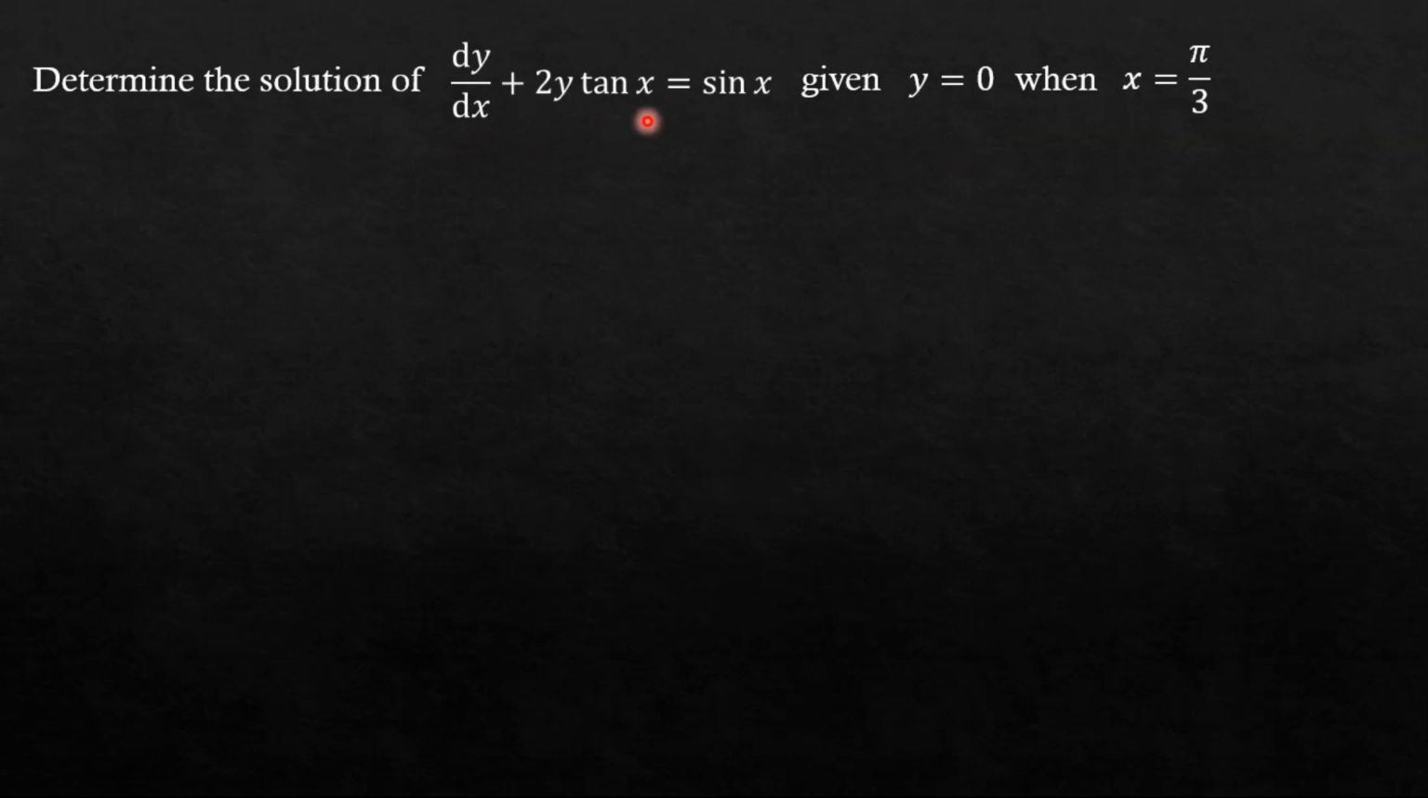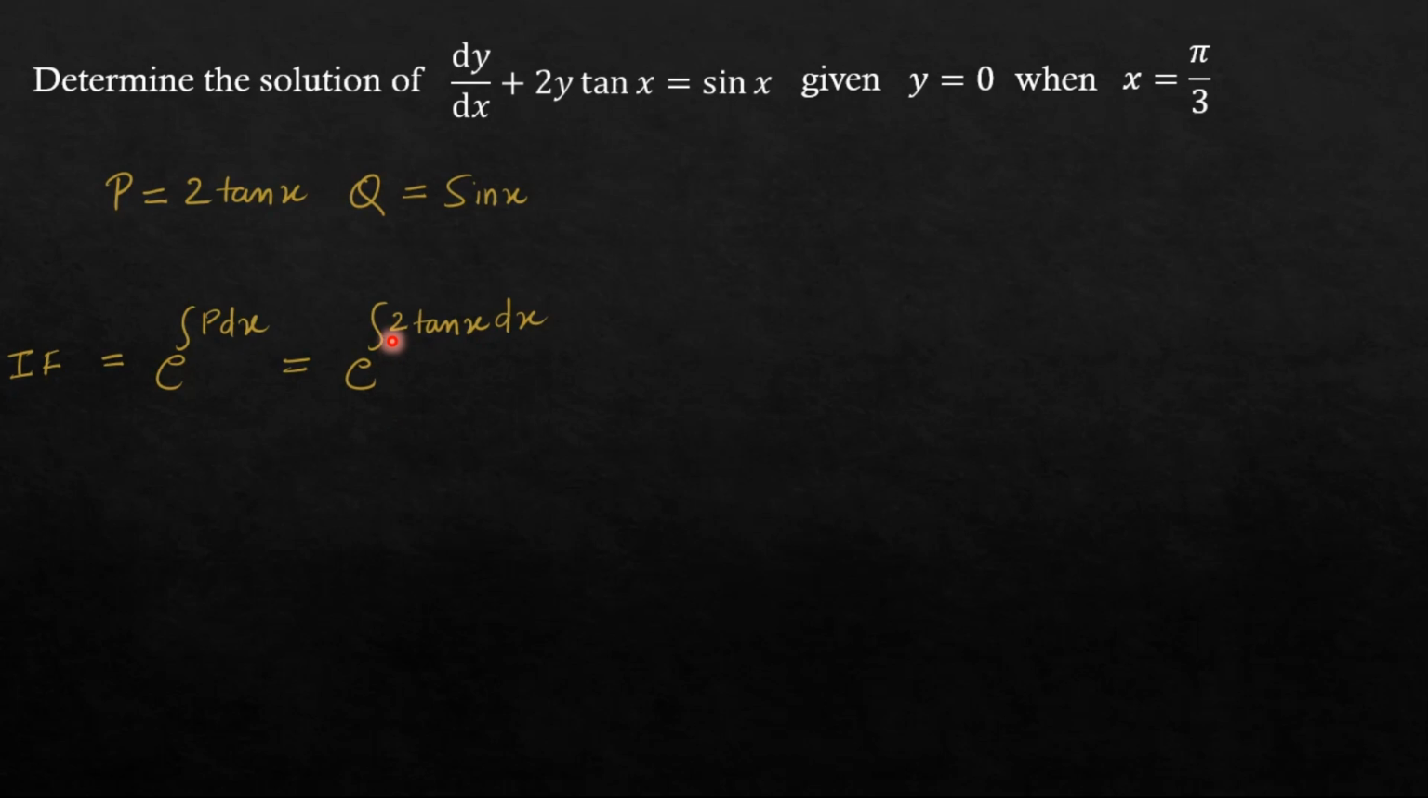Now if you compare this differential equation with the standard linear differential equation, then the value of p will be 2 tan x, that is the coefficient of y, and the value of q is sin x. Now the integrating factor is given by e raised to the power integral of p dx. So put the value of p, you will get e raised to the power integral of 2 tan x dx.